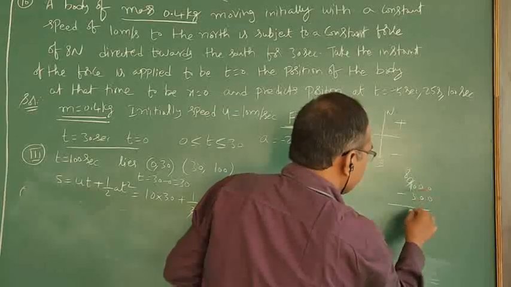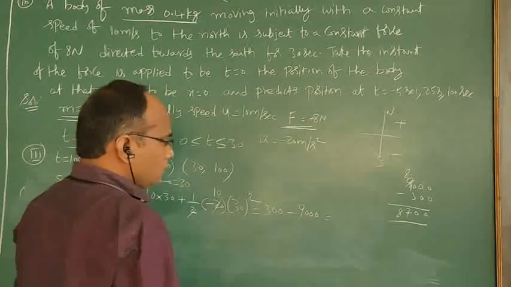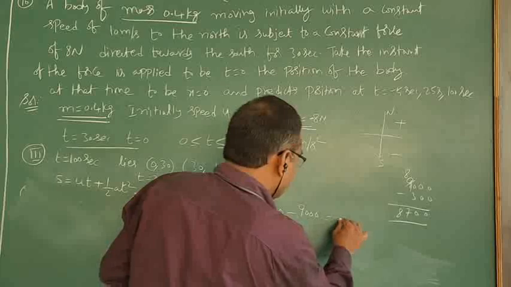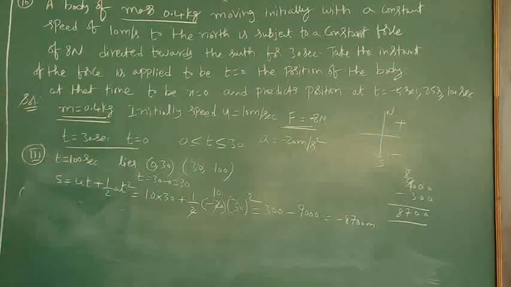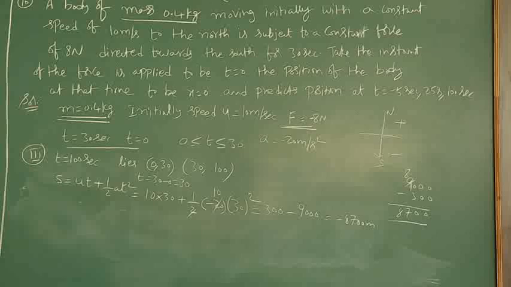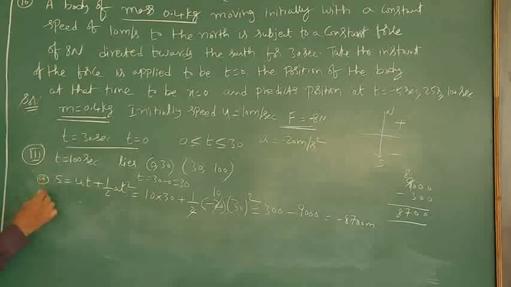So what is the value we can get? Minus 8700 meters. Minus 8700 meters. So this is the distance. Now here what they are given is t is equal to 100. So first, this is the first bit.